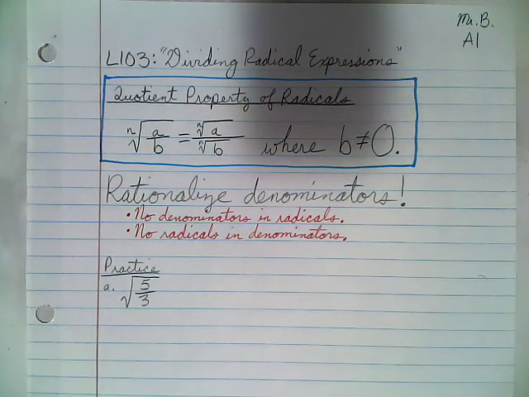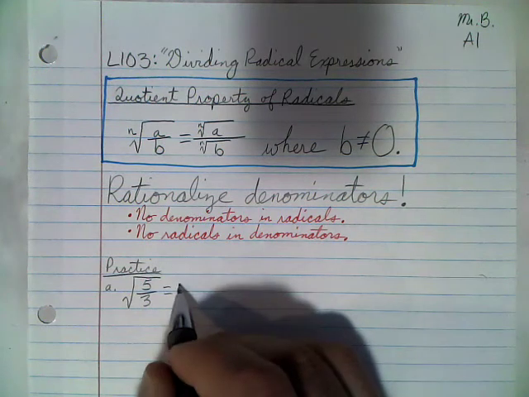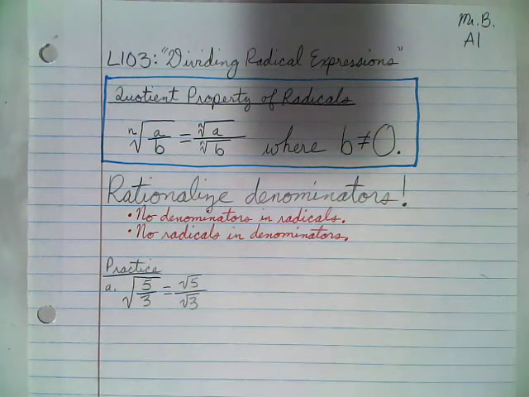So for A, we have the square root of 5 over 3. And so the quotient property will tell us that this is really the square root of 5 over the square root of 3. But again, we want to rationalize that denominator. So the square root of 3 is an irrational number. I want to make it a rational number.